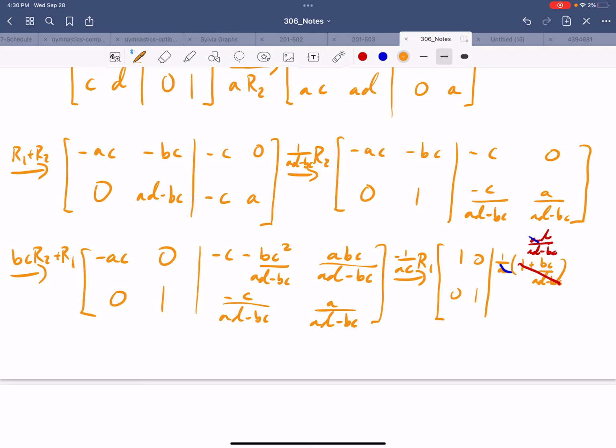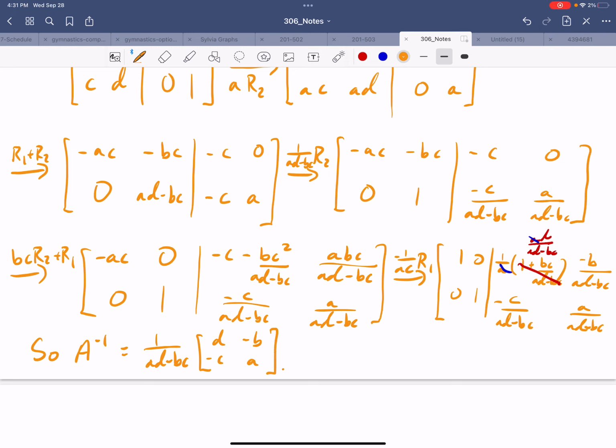Let's see. This is going to be a little bit more straightforward. We're just going to get a negative B over AD minus BC. This is A, and then this stays the same. Okay, so now when we factor out that 1 over AD minus BC, we get A inverse equals 1 over AD minus BC, and then it's, sure enough, D, negative B, negative C, A. There we go.